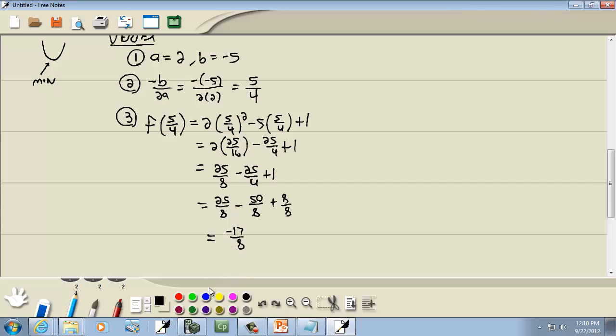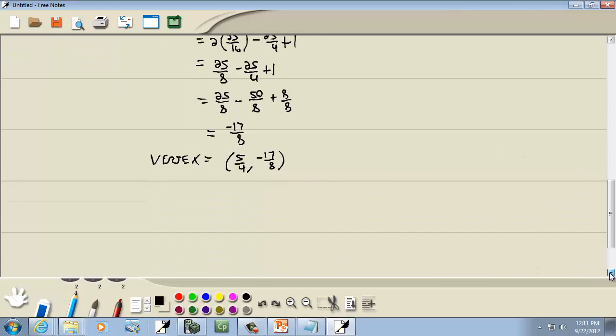Negative 25 plus 8 gives us negative 17 over 8. Let me double check myself in the calculator on that. Sometimes basic math eludes me. Plus 8, negative 17. Yeah, that's right. And this is the y part of our vertex. So our vertex is going to equal 5/4 and negative 17/8.